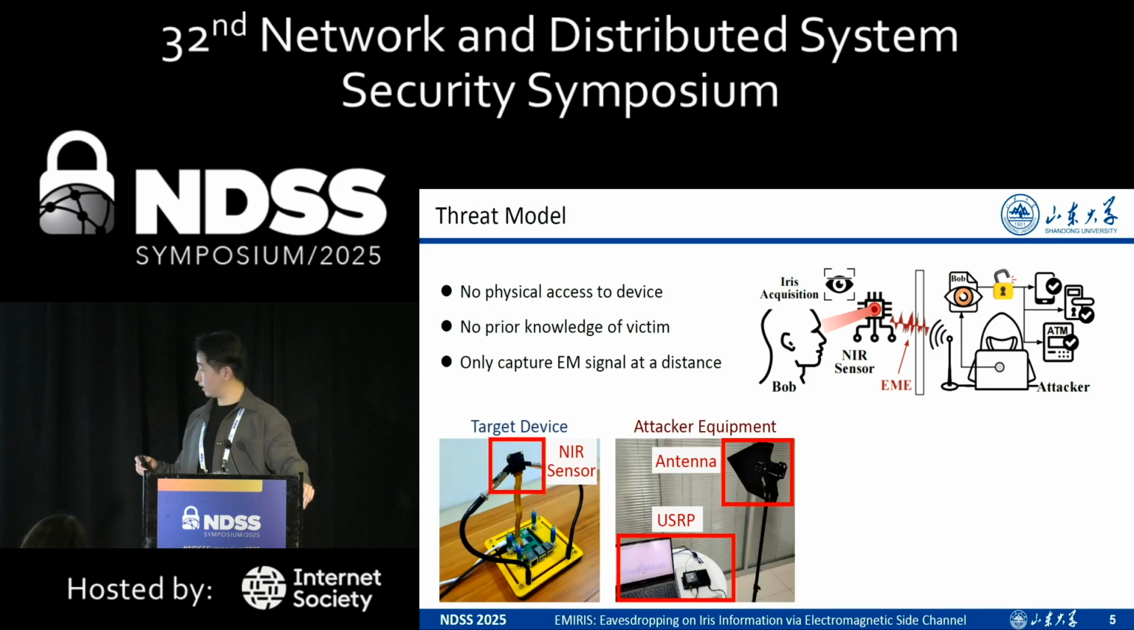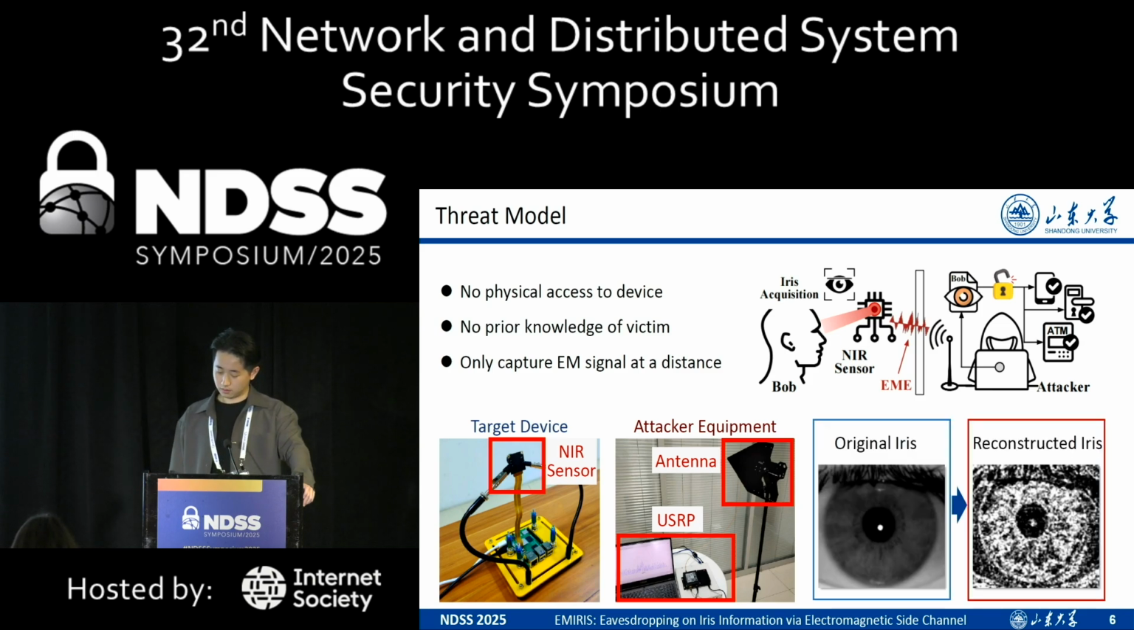We do a preliminary experiment here to achieve this attack. We use a USRP and a directional antenna to collect these signals, and we use a near-infrared sensor to capture the iris of the victim. By processing these EM signals, the attacker can reconstruct the iris information shown in the right figure. Here we can see the reconstructed iris has a high similarity with the original iris.